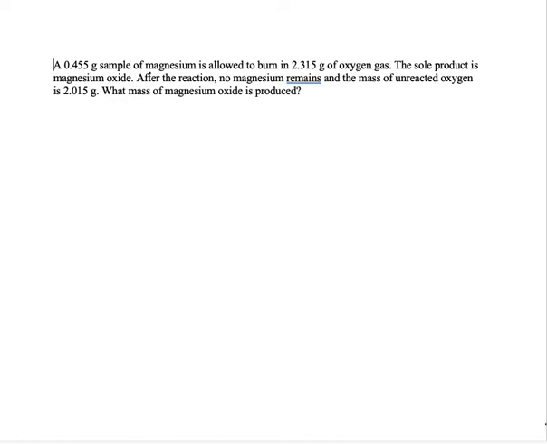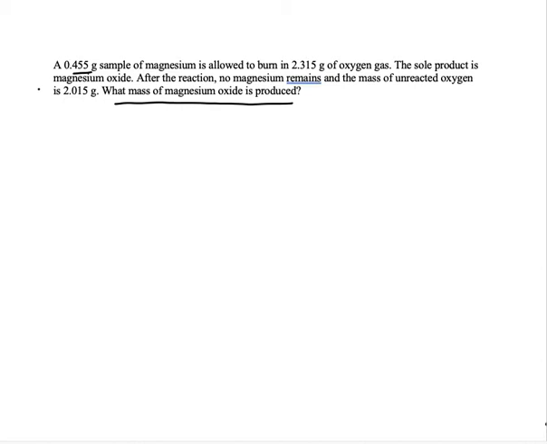So today we're gonna solve a problem here, which is basically asking to find the mass of magnesium oxide. What is the mass of magnesium oxide produced if a 0.455 gram sample of magnesium is allowed to burn in 2.315 grams of oxygen gas? Now the sole product is magnesium oxide. After the reaction, no magnesium remains, and the mass of unreacted oxygen is 2.015 grams. It's asking us to find the mass of magnesium oxide that is produced.